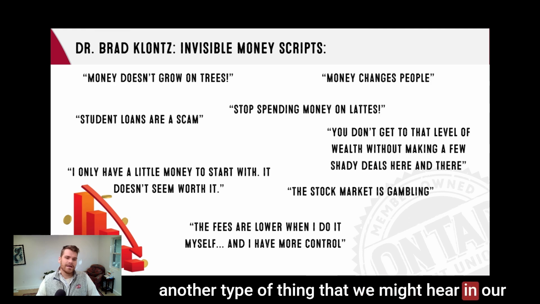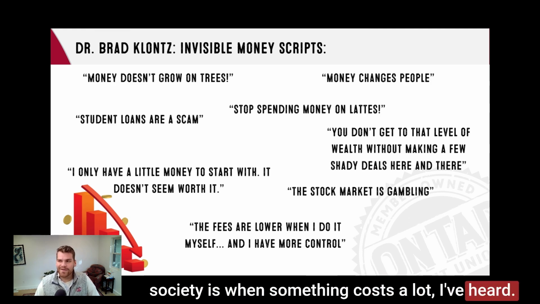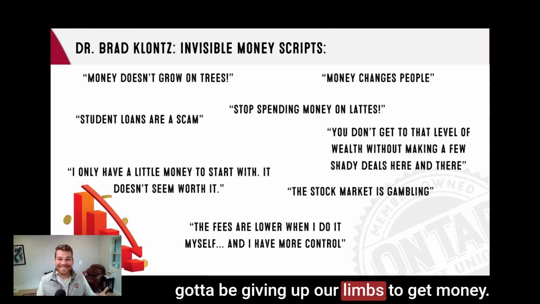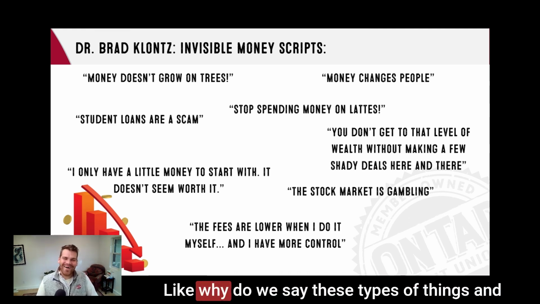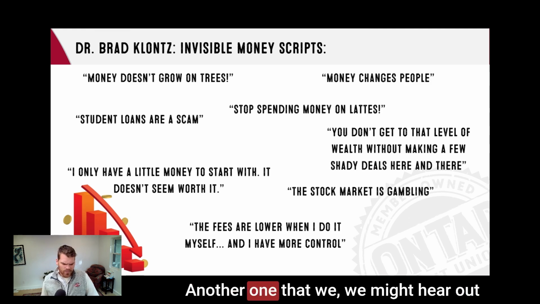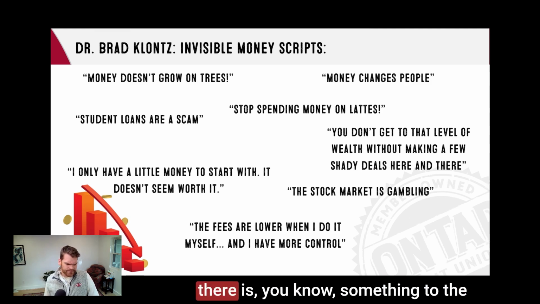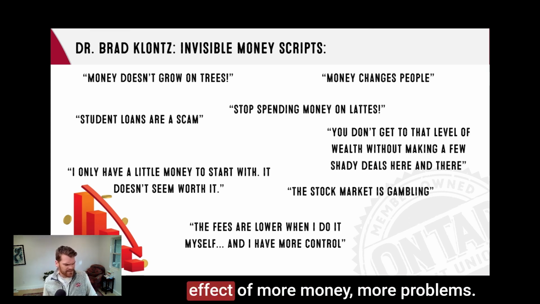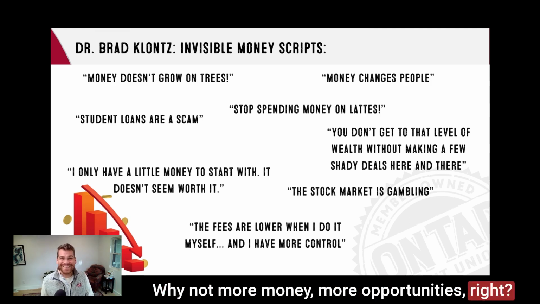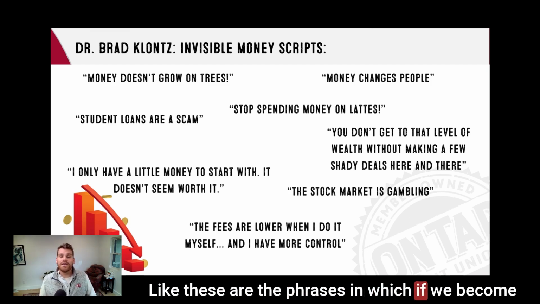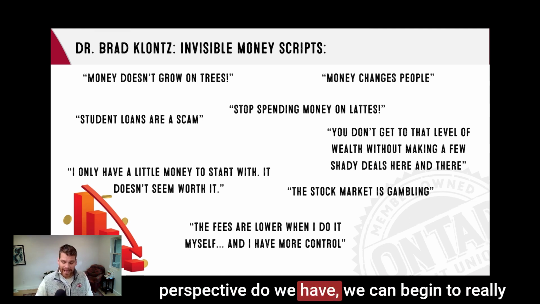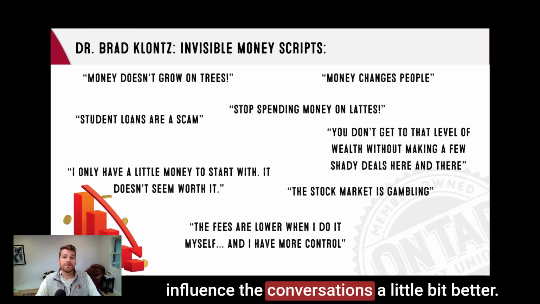another type of thing that we might hear in our society is when something costs a lot. I've heard, it costs an arm and a leg. Like, really? We've got to be giving up our limbs to get money? That's the importance of it? Why do we say these types of things, and how does that influence how we perceive money? Another one that we might hear out there is something to the effect of more money, more problems. Why not more money, more opportunities, right? These are the phrases in which, if we become aware of how we come to money, what perspective we have, we can begin to really influence the conversations a little bit better.